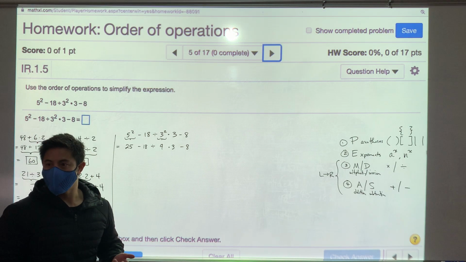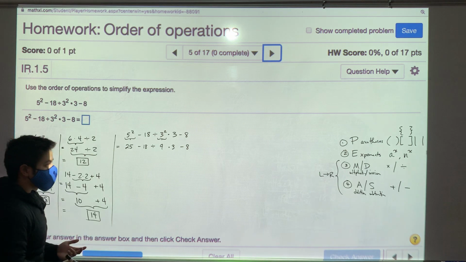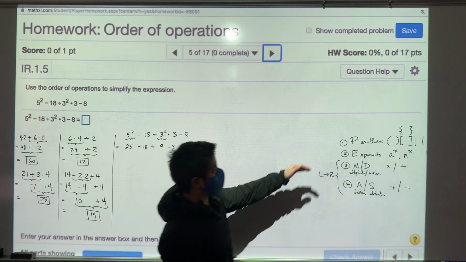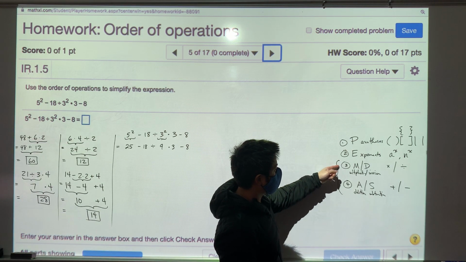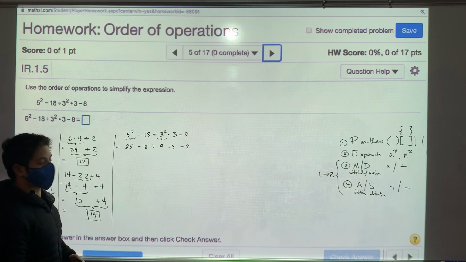Are there any questions about what we've done? Okay. Next, let's move down, since all the exponents are done, to the multiplication and division. Let's take a look and go see if we can find some.